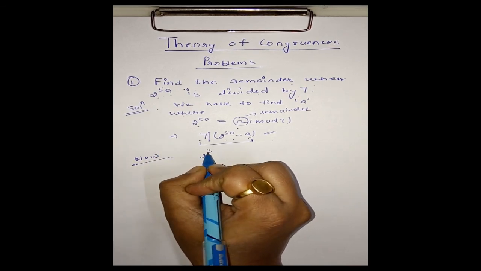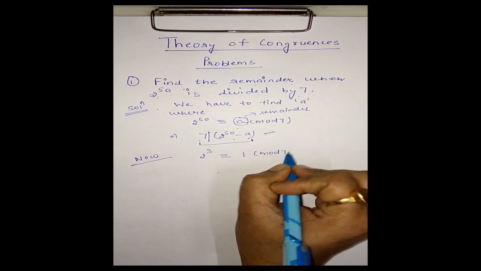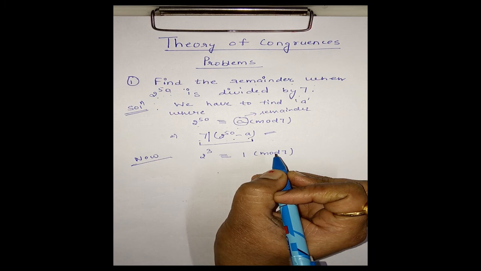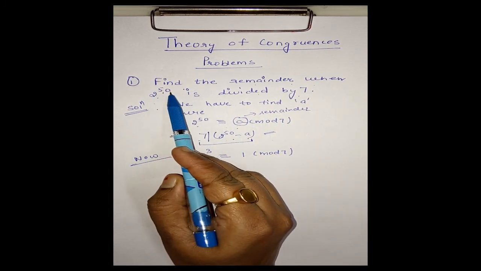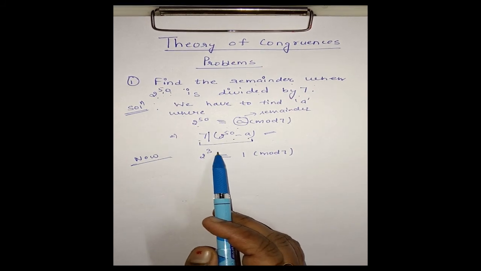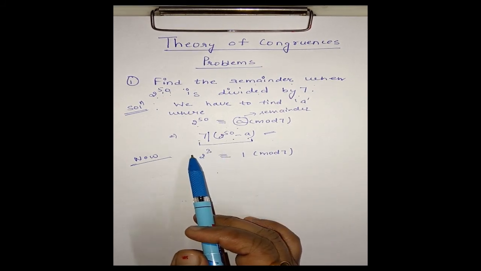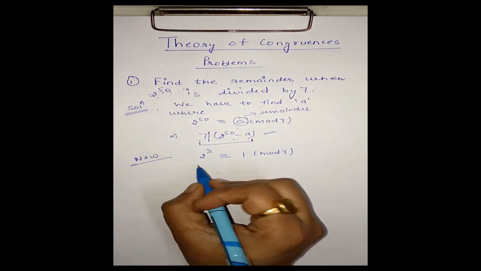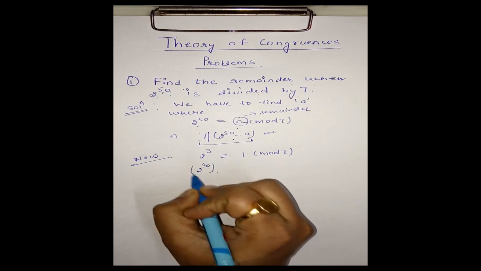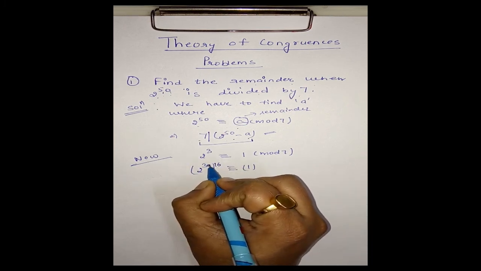2 power 3, that is 2 cube, is congruent to 1 modulo 7, since 7 divides 8 minus 1, which is 7. Now we have to reach the power 50 and here we have 3. If I take power 16 on both sides, then 16 into 3 is 48 and we are somewhere near 50. Now taking power 16 on both sides we get this. Here it is 3.